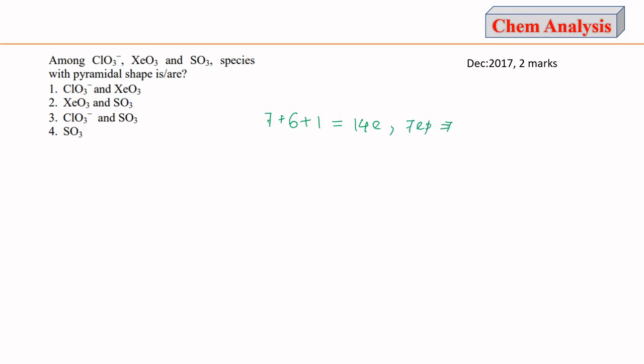That means 7 electron pairs, and among the 7 electron pairs there will be 3 pi bonds between the chlorine and oxygen atoms. Since oxygen is providing 2 electrons, 1 electron will form a sigma bond and another electron will form a pi bond with the chlorine atom. Since there are 3 oxygen atoms, there will be 3 pi bonds, and pi bonds are not under consideration for hybridization. There are 4 electron pairs, and among these 4, 3 are sigma and 1 is a lone pair. So the hybridization of ClO3 minus is sp3, and sp3 with 1 lone pair gives a pyramidal shape.